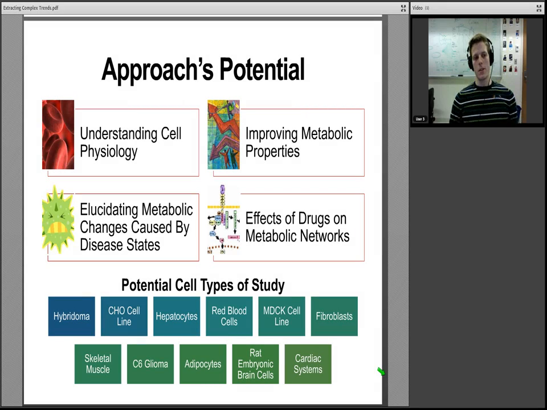So what is this approach's potential? By augmenting our understanding of metabolism, using this idea that metabolic systems are regulated towards goals, we can endow ourselves with better metabolic models. And we can then use those metabolic models to do a number of different things, like better understanding cell physiology, improving metabolic properties, elucidating metabolic changes caused by disease states, and understanding why perhaps metabolism behaves a certain way given a disease state. And finally, we can look at perturbations to healthy metabolic systems or even diseased metabolic systems carried out by drugs and make better predictions of how drugs will behave on metabolic systems.